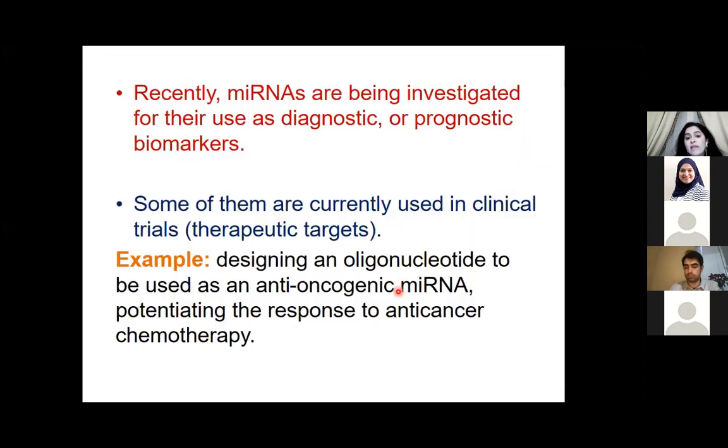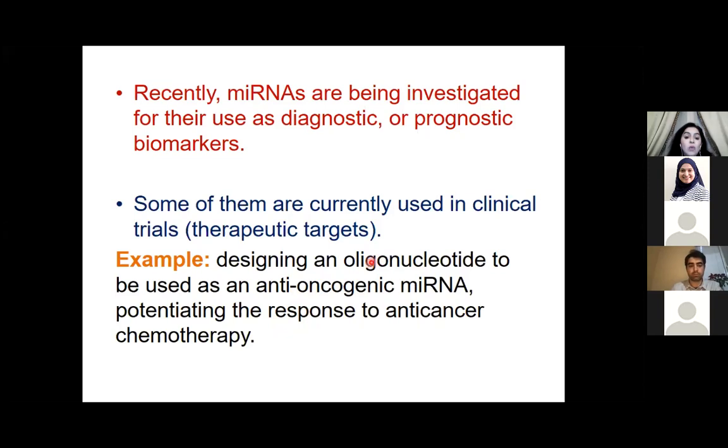Recently, they are being investigated, like I said, as diagnostic or prognostic markers, and some of them are currently being used in clinical trials as therapeutic targets. Clinical trials are going on right now. For example, you can design an oligonucleotide which binds to an oncogenic microRNA and prevents it from causing oncogenesis, thus potentiating the response to anti-cancer chemotherapy.